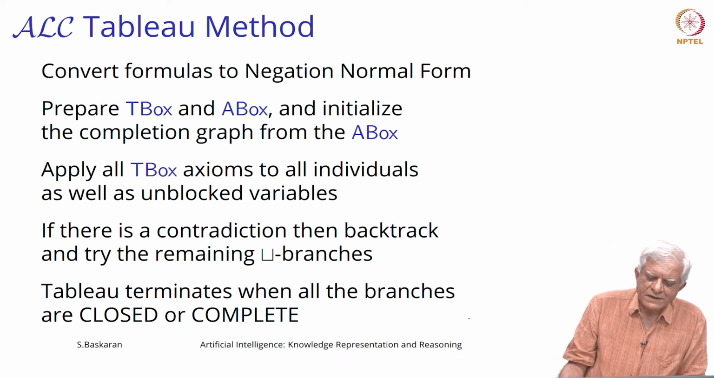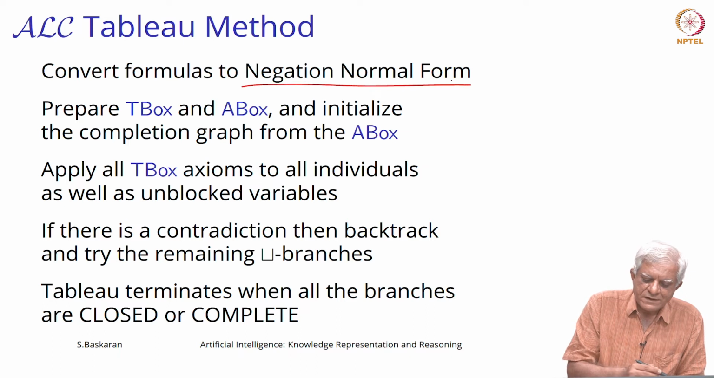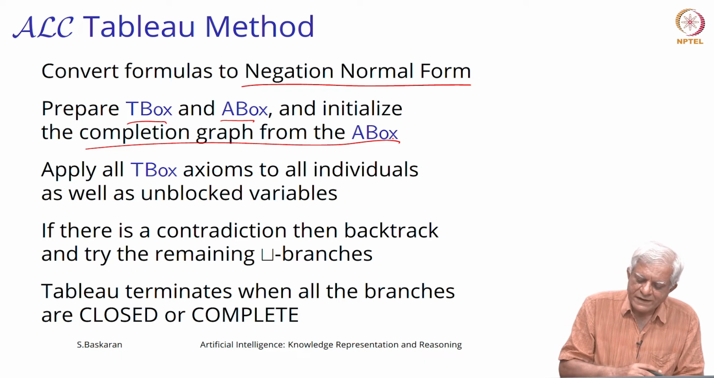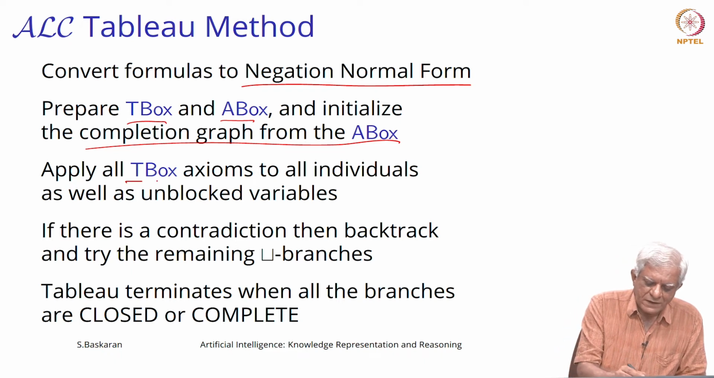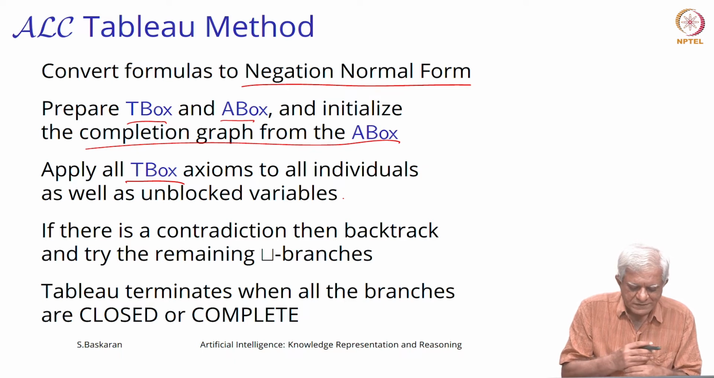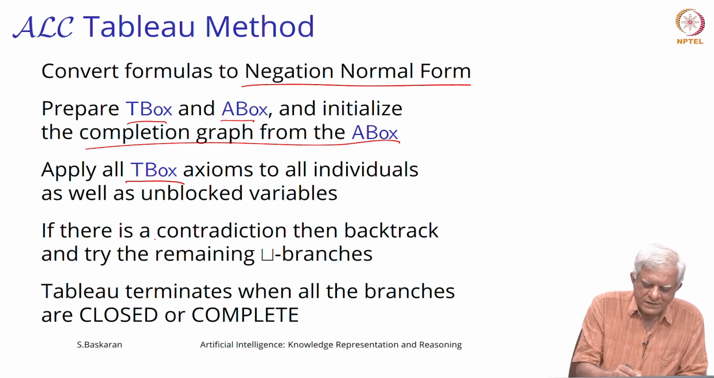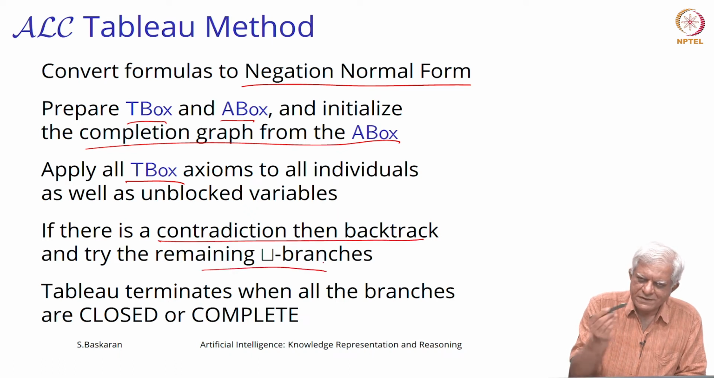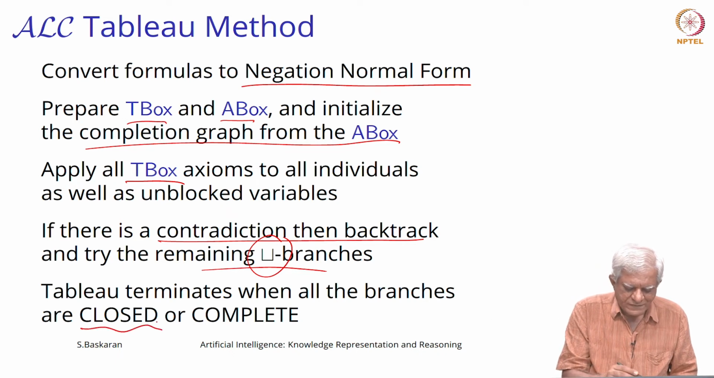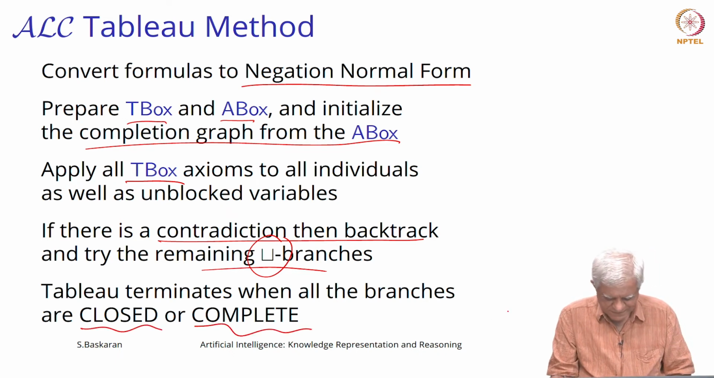So, the algorithm is going to be: convert formulas to NNF, prepare the T box and the A box, and initialize the completion graph with elements from the A box. As we said, we start constructing the tableau by elements from the A box. Apply all T box axioms to all individuals, because that is what the T box says, that these are generic things which apply to everything in the domain. And if there is a contradiction, then backtrack and try another branch. So, either you will have some closed branches or you would have some complete branches.